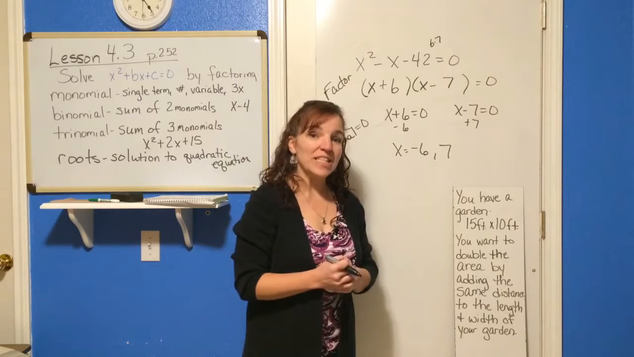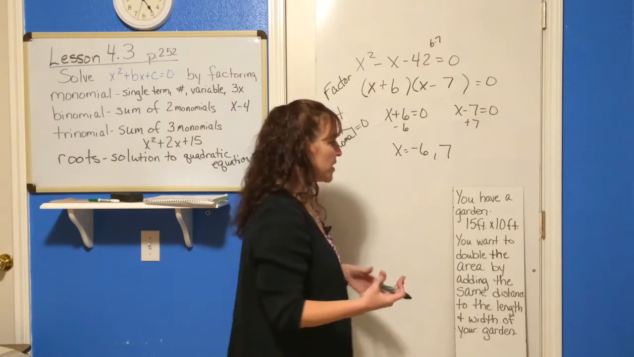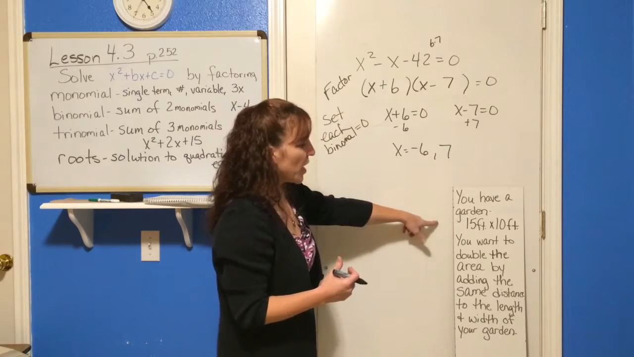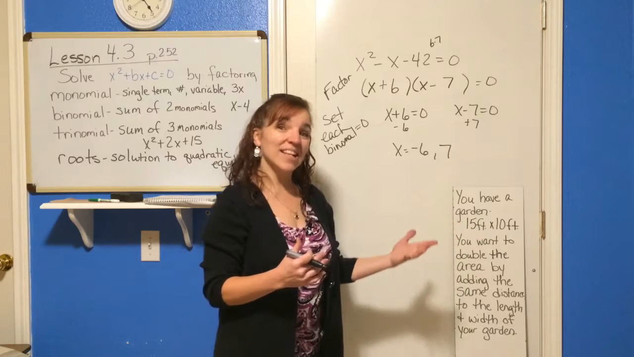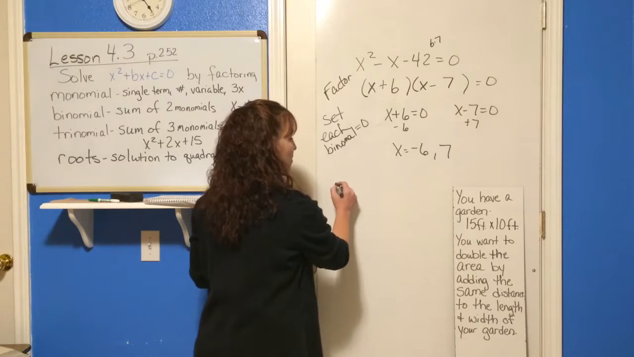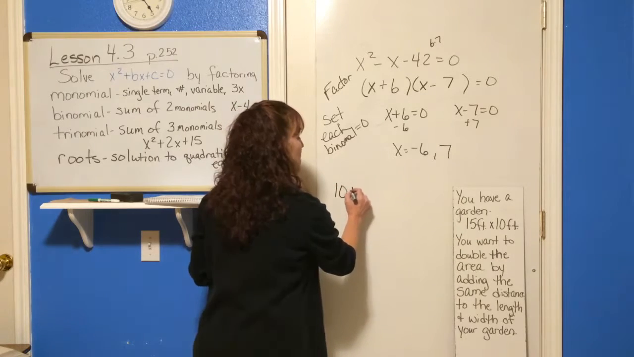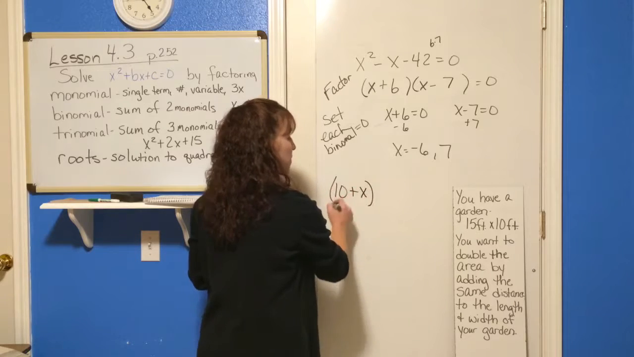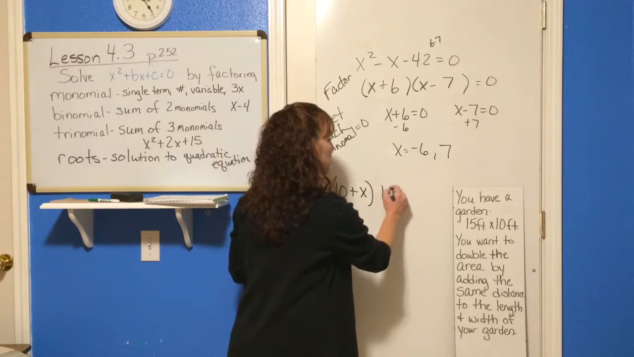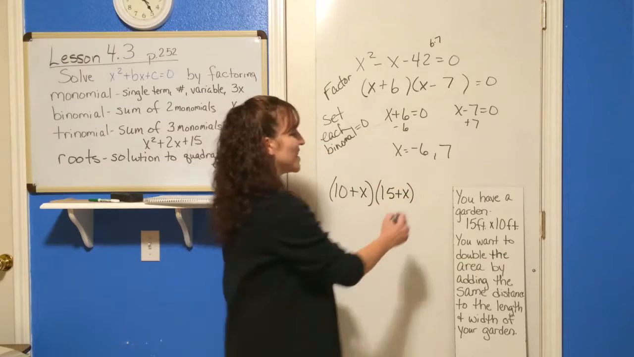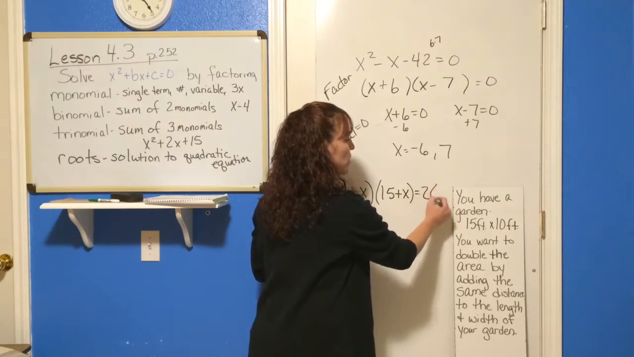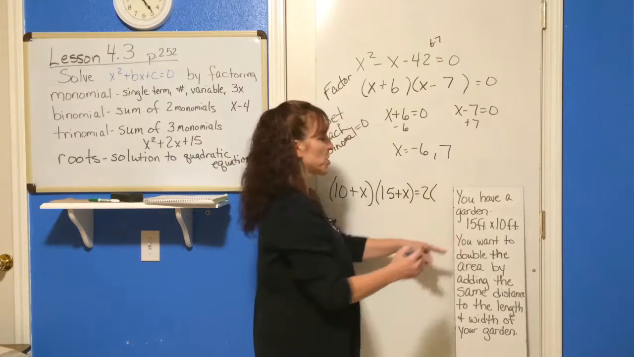First you're going to need to come up with an equation. We've got 15 by 10 for the area, but we're going to add something to it. So we're going to have 10 plus something times 15 plus something. And we want that to equal 2 times our 15 times 10, which is 150.